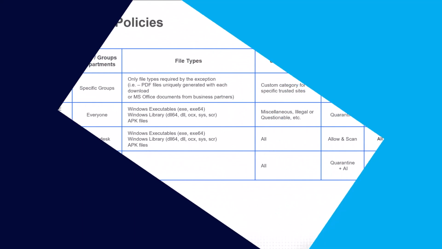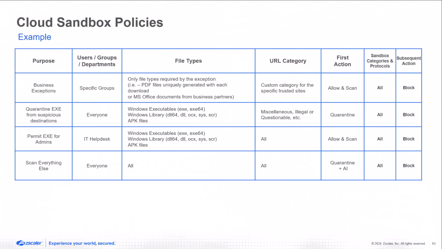How can you configure the correct Cloud Sandbox policies? Here is an example of Cloud Sandbox policy, where we have shown 4 different policies on how you can configure this. The first policy here, the purpose of that policy or the goal of that policy is to create business exceptions. For specific users, groups, or departments, you can select the type of files.